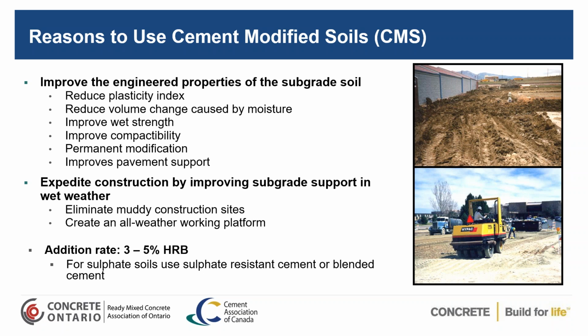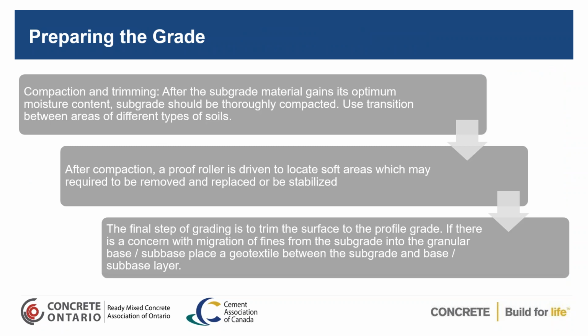Also, you get limited muddy construction areas and an all-weather working platform. Now, when you're doing this, you're using the 3 to 5% range because you're not really trying to increase the strength of that subgrade so much that it gives you a much stronger surface layer. The one key thing is, if you're dealing with sulfate soils, you want to use sulfate-resistant cement, or you want to use a blended cement, which will allow you to function in a sulfate environment.